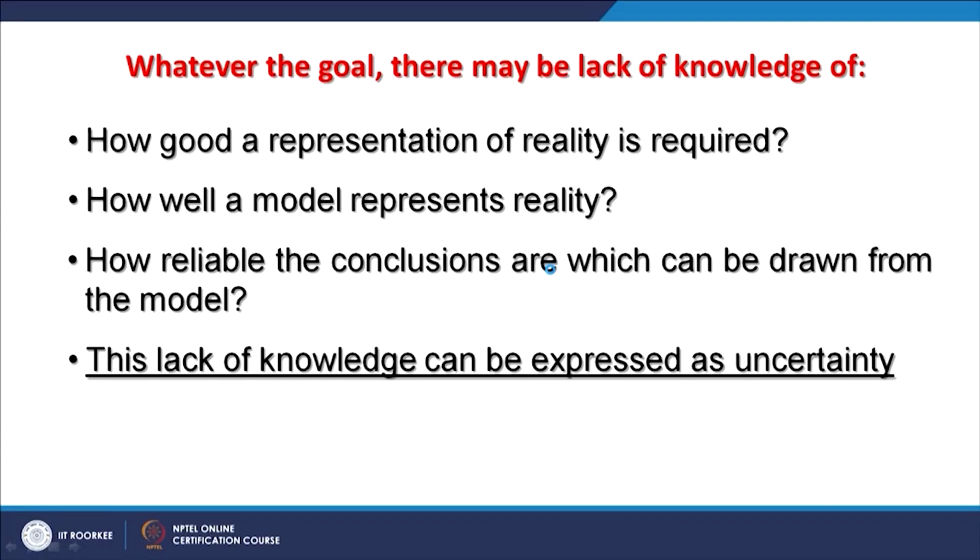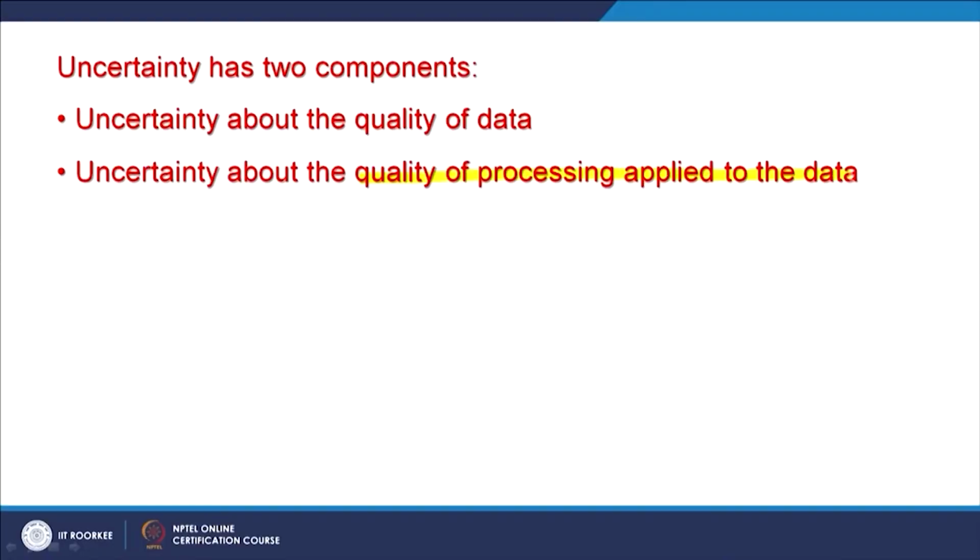So, this lack of knowledge about a model, a digital elevation model in our case, can be expressed as uncertainty, and this uncertainty has basically two components. One is the uncertainty about the quality of the data, which is what we are discussing here, and the other is uncertainty about the quality of processing applied to the data. To some extent we can control the latter, because it is in our hands. I have got a DEM, now I am processing it, and I am deriving a lot of products out of that DEM.